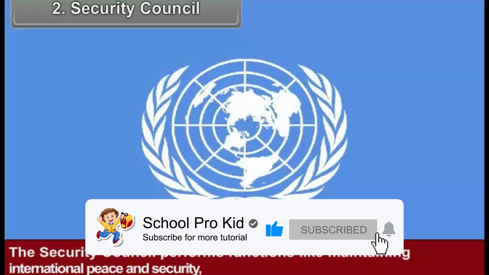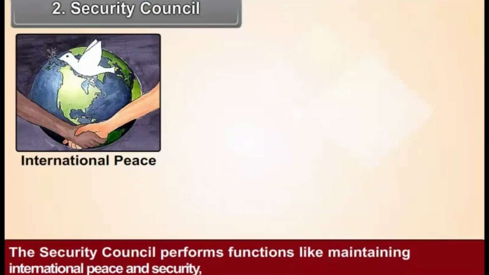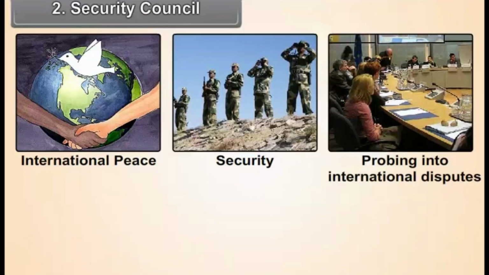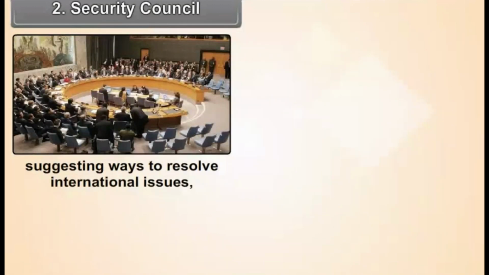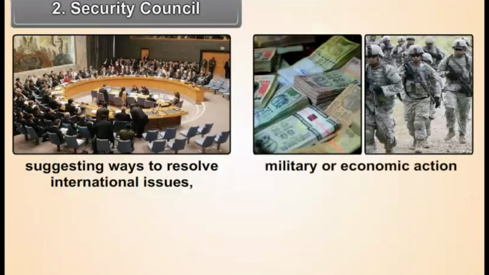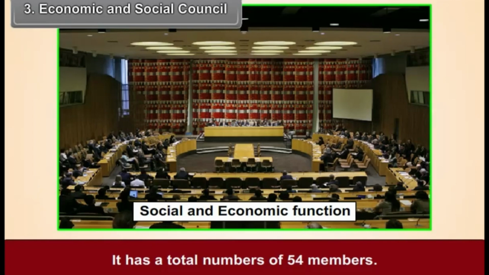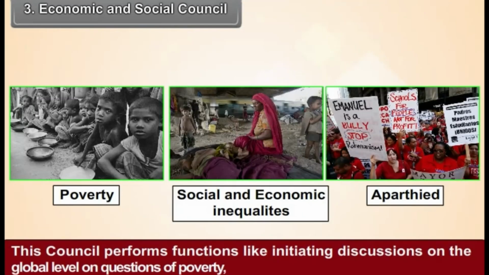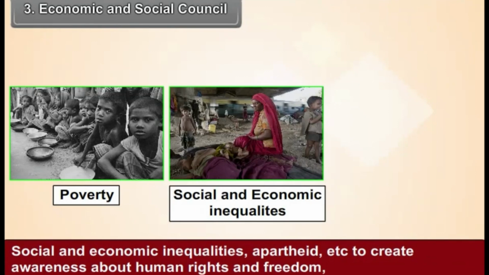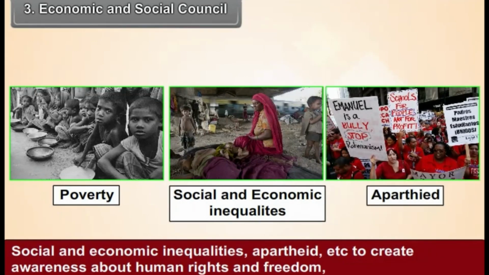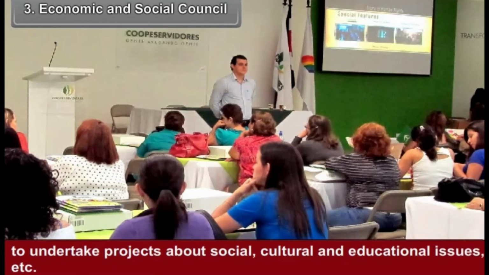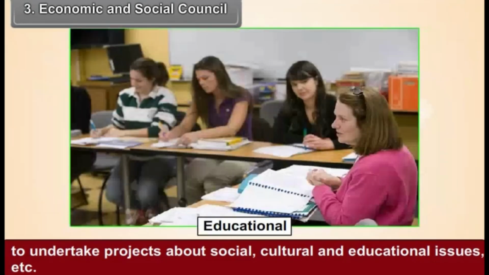Functions. The Security Council performs functions like maintaining international peace and security, probing into international disputes, suggesting ways to resolve international issues, taking military or economic action against aggressor countries if necessary, etc. Economic and Social Council. Structure. This council was established to coordinate the social and economic functions of the UN. It has a total number of 54 members. Functions. This council performs functions like initiating discussions on the global level on questions of poverty, social and economic inequalities, apartheid, etc., to create awareness about human rights and freedom, to undertake projects about social, cultural and educational issues, etc.